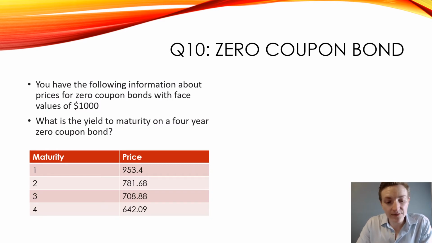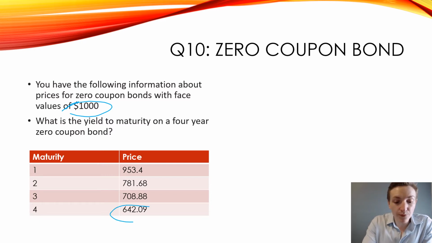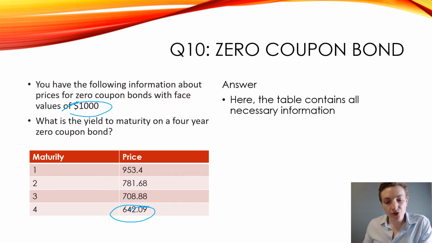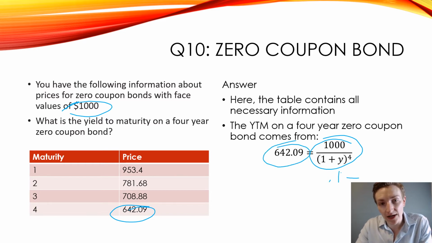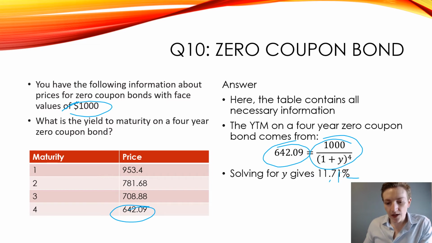Now again, we can look at that same type of concept. You have the following information about zero coupon bonds with face values of $1,000. What is the yield to maturity on a 4-year zero coupon bond? To get this, you just take your price for the 4-year and apply that. So in order to get this, we just take our $1,000 and divide it through by 1 plus y to the power of 4. We have to get y such that this will equal $642.09. We can just solve for y here. It's relatively straightforward multiplication and exponentiation in order for us to get our result. This would give us a yield to maturity of 11.71%, given the information that we have to hand right here.